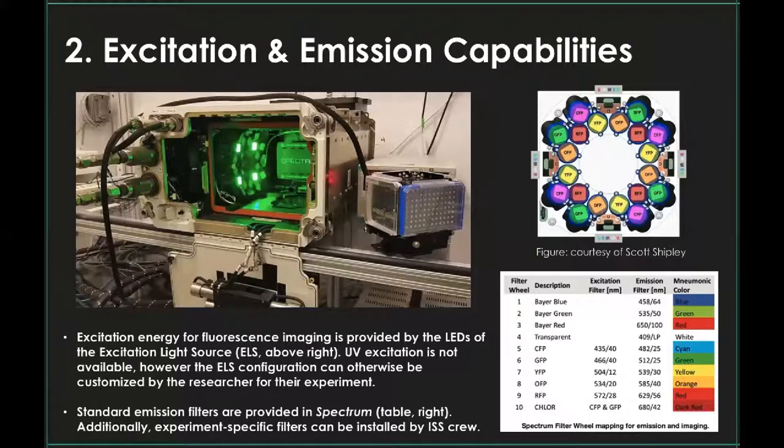Here's a view of the ELS, the excitation light source, which is a series of LEDs arranged in a rosette. There are a number of emission filters available, which you can mix and match with different excitation wavelengths. The ELS and emission filters can be swapped by an astronaut, so it is possible for the researcher to customize these components. The Spectrum is also capable of collecting a kind of bright field image using what are called the Bayer RGB filters. The 3 monochrome images are then pseudocolored RGB and combined to form one image. This is a good view of the ELS inside the chamber and the carousel, which has been removed from the chamber.